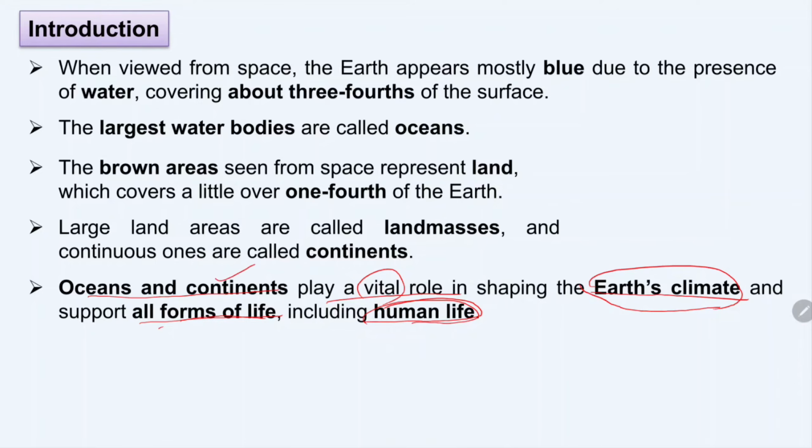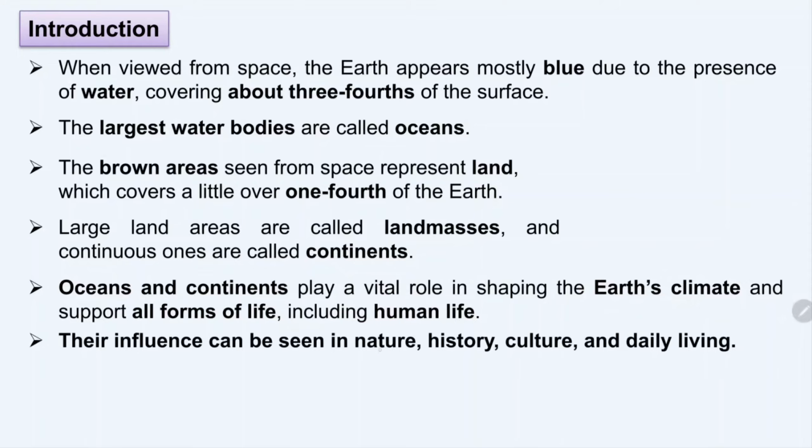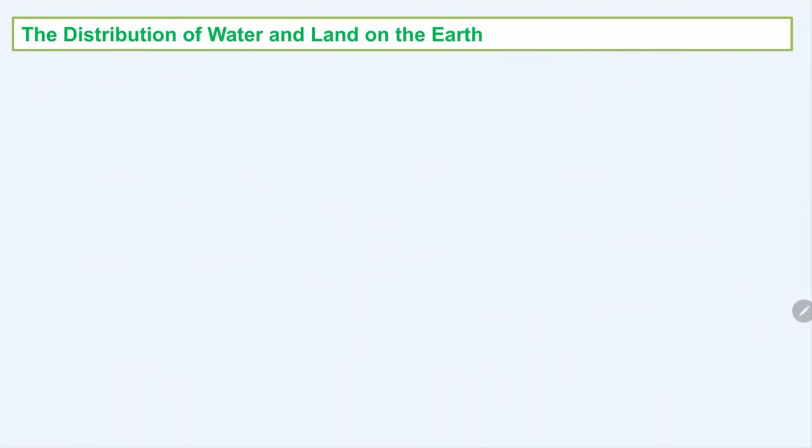See, in continents there are human lives, and in oceans you will find so many lives, including the flora and fauna. Their influence can be seen in nature, history, culture and daily living. So the ocean's influence we can see in our nature, in history, in culture and in our daily life. So let us see more about the distribution of water and land on the earth.